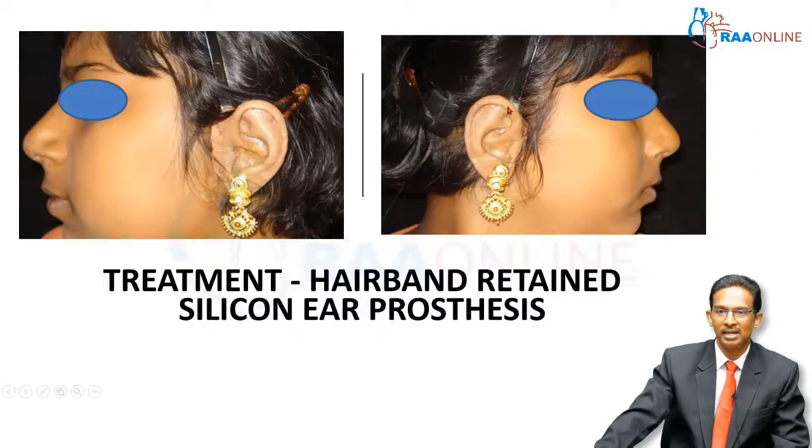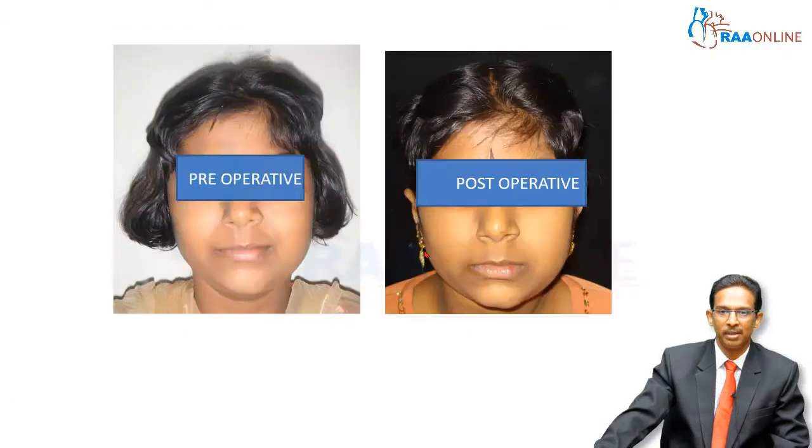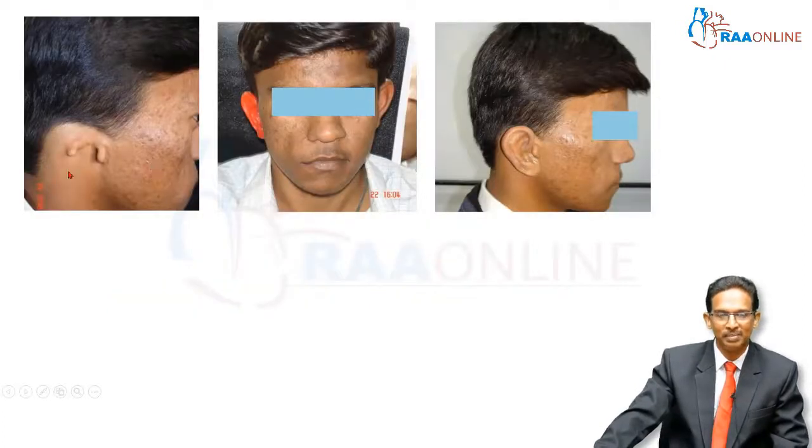This is congenital anotia and atresia. There is no external acoustic meatus for this patient, and even the ears are missing. This is an example of a hair band retained ear prosthesis bilaterally. When you give a proper prosthesis, even the hairstyle changes, because when there is no ear she has to camouflage the ear area with the help of hair. So when we fabricated the ear prosthesis, the patient is exposing the ear and wants to show that she has an ear with jewelry. This patient is congenitally missing an ear.